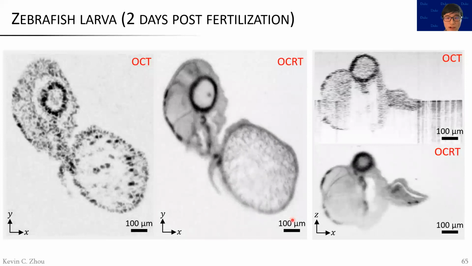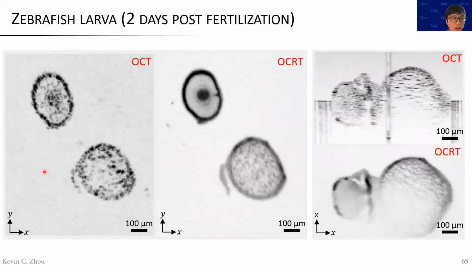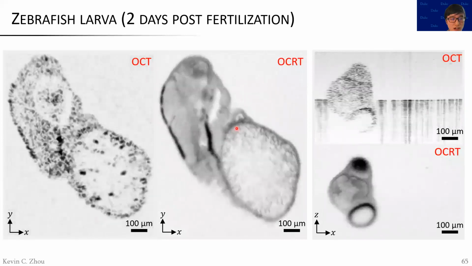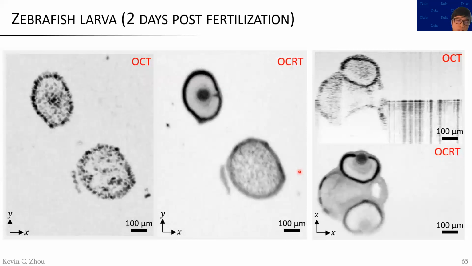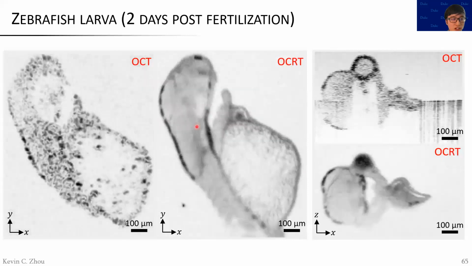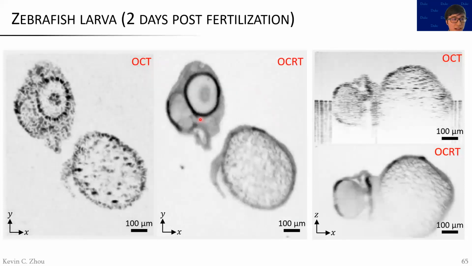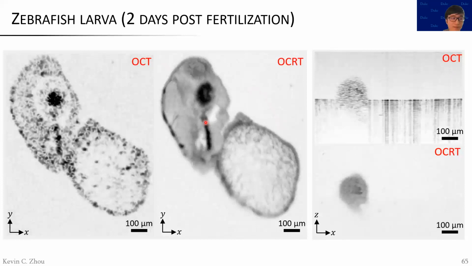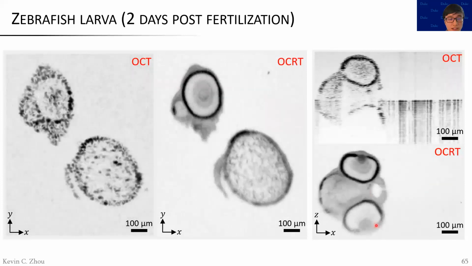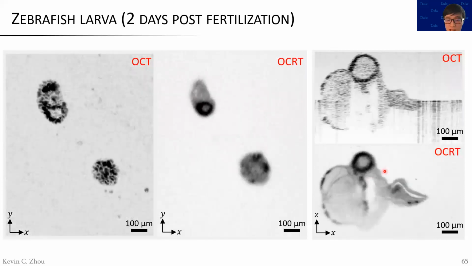So let's start with the left comparison. We can see that OCRT has much better resolution and reduced speckle, which allows us to visualize this particular egg yolk structure in this developing zebrafish better than in OCT. And we can also see some structures in the brain or the head, as well as in the eye. Similarly, if we look at this comparison, we can see some structures that we don't see in conventional OCT.